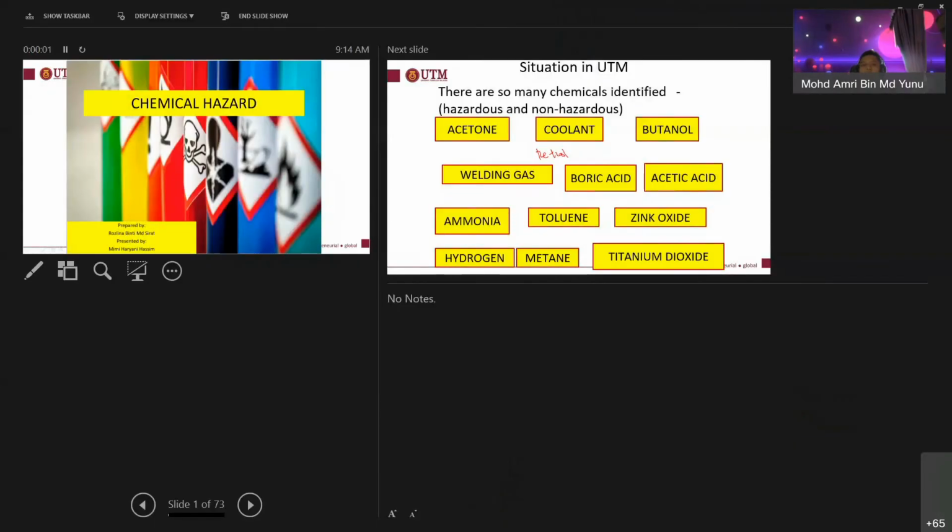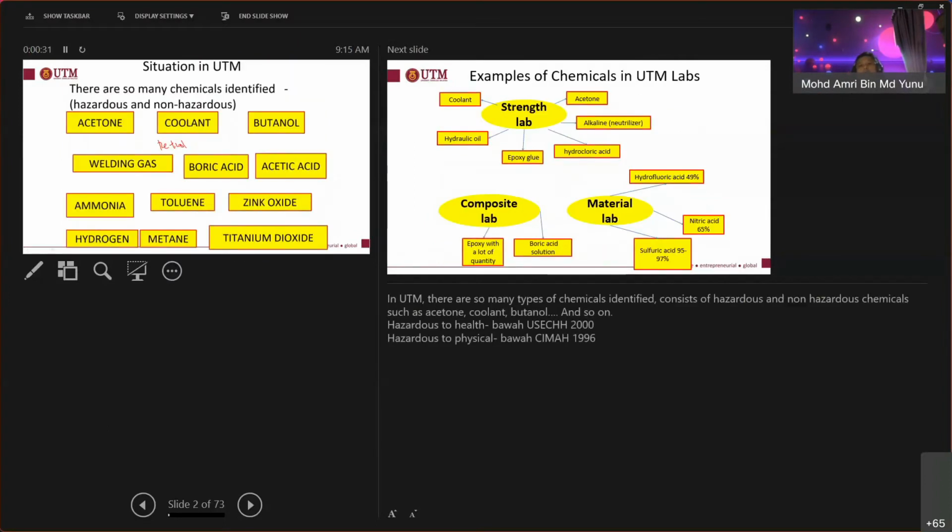So now we have come to the most intense part of the course, which is the chemical hazard. Honestly, if you talk about this chemical hazard, 1 hour is not enough, especially for chemists. It's a broad area. Chemical compounds could exist in many forms, like coolants, even in your car, welding gas, acetone.